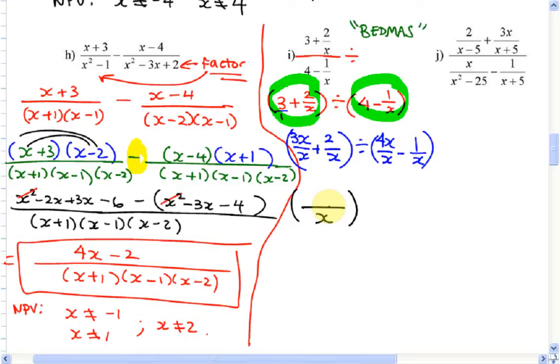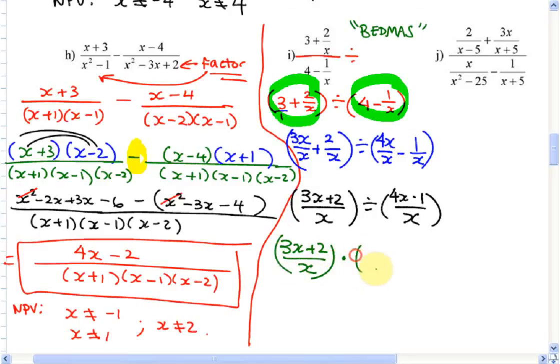What do we have here? Let's rewrite this as 3x plus 2 over x, and this as 4x minus 1 over x. And now what do we do? Division. How do we do division? It's the same thing as multiplying by the reciprocal. All that stuff from last day. Don't you just love math where you get to use what you did last day again? Like life.